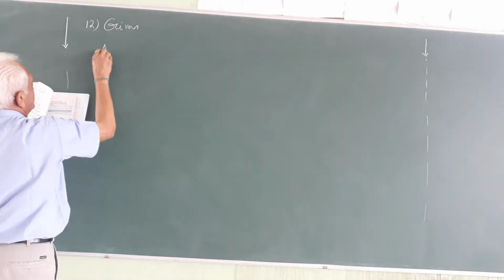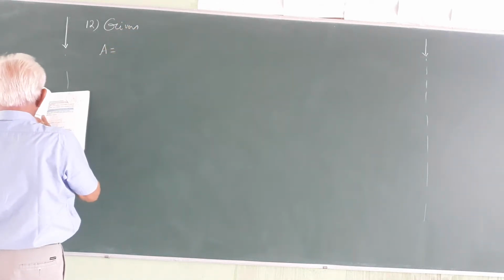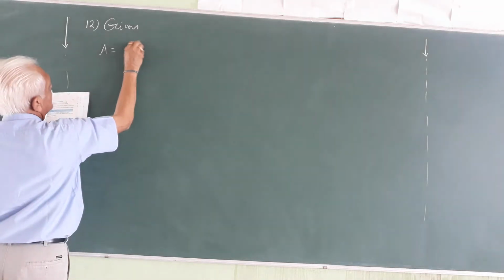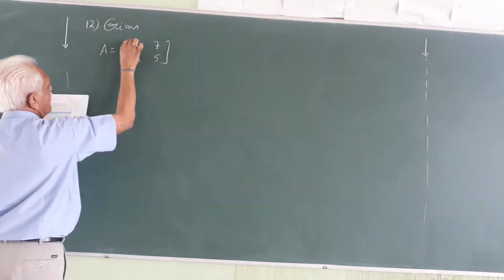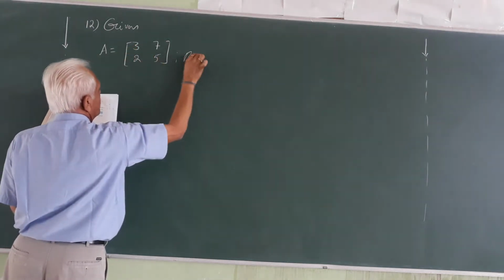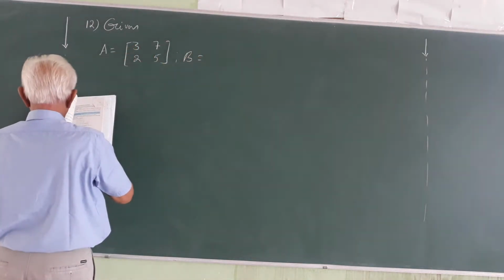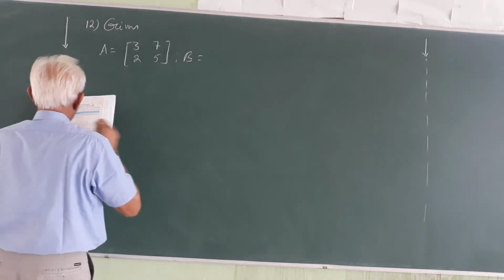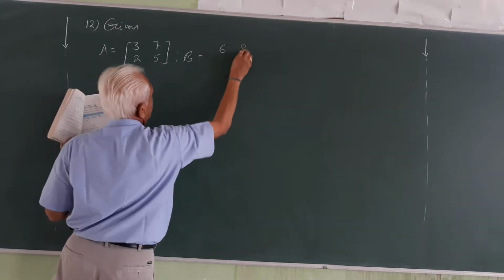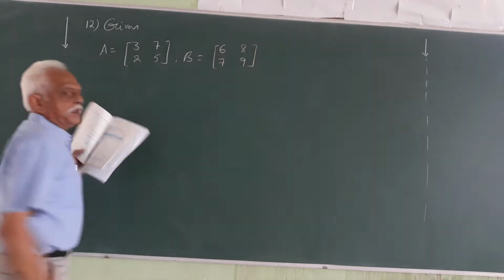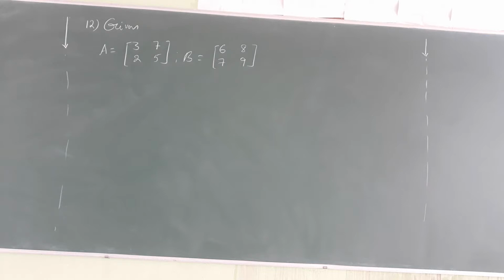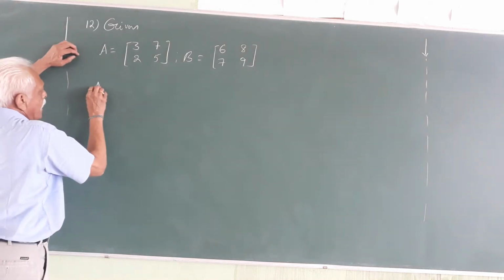Given A equal to [3, 7; 2, 5], B is equal to [6, 8; 7, 9]. So what is required here is we want AB. You know multiplication. First find AB.